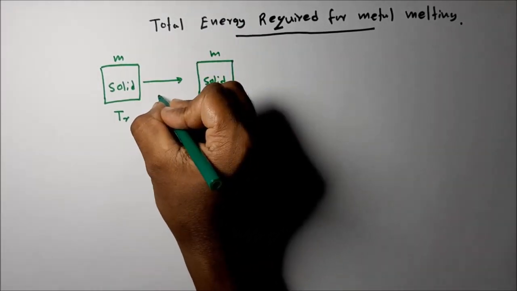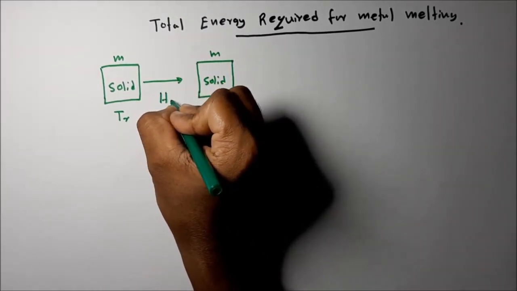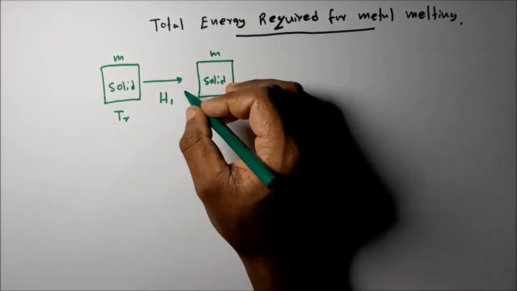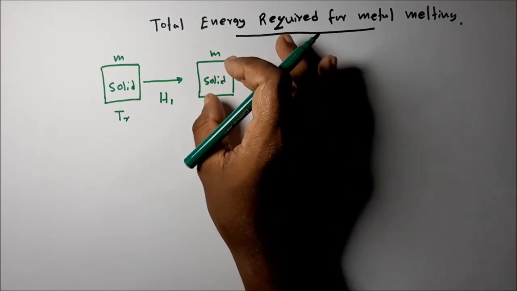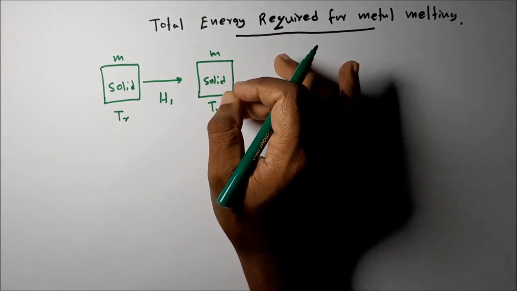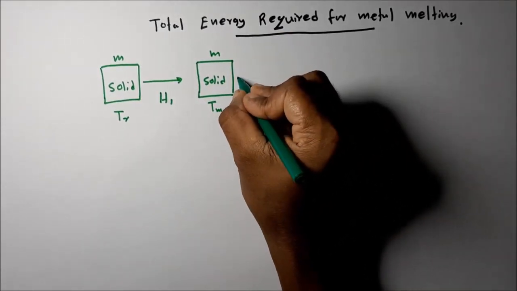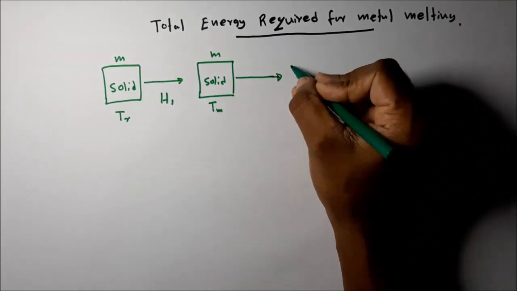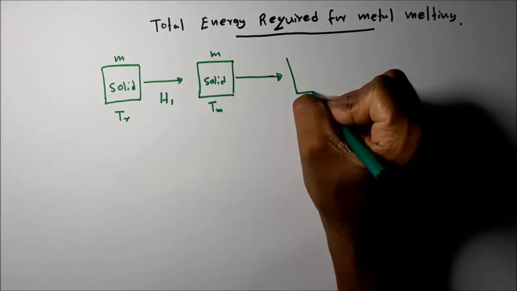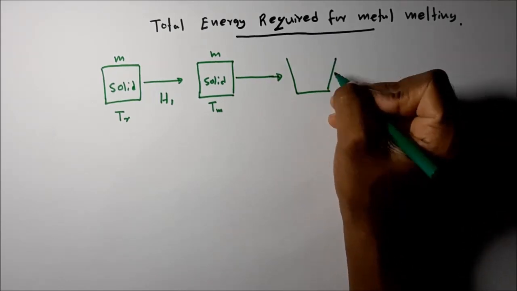Then the heat energy we have to give, let's take this as H1, to take this solid metal to the melting point temperature. Then we have to convert this solid metal to a liquid metal at this temperature by giving the latent heat of fusion.